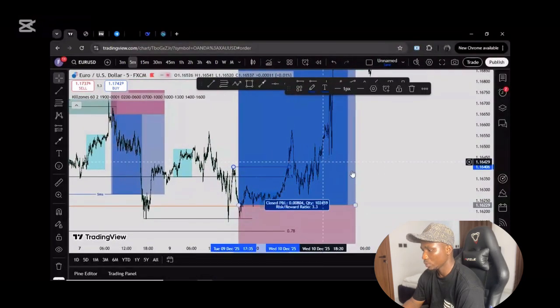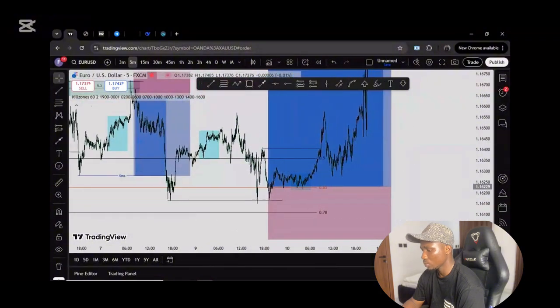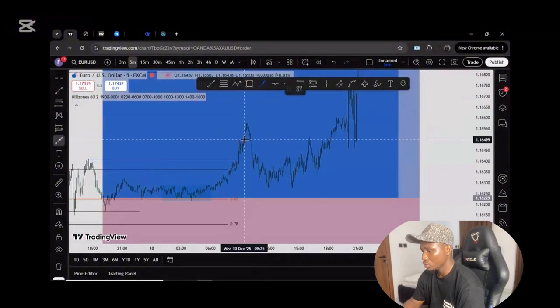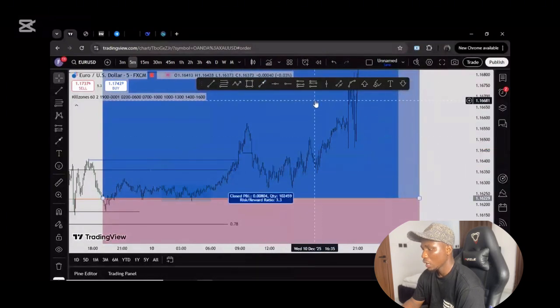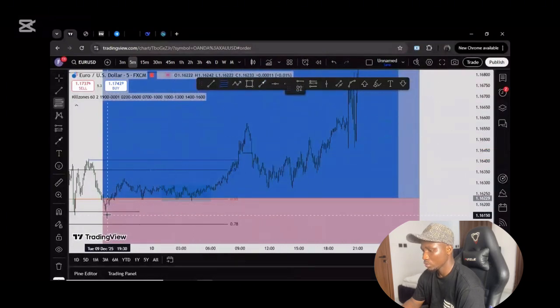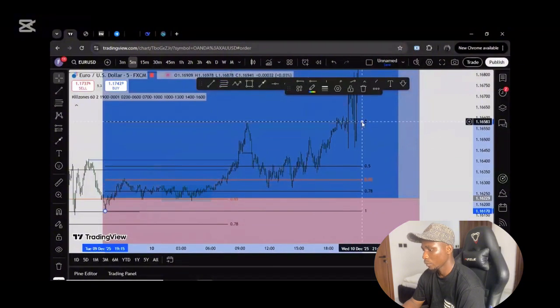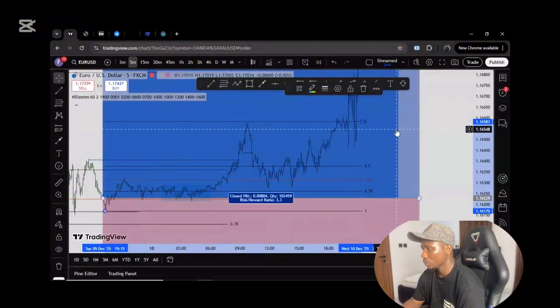That gave me a confirmation that, okay, this market wants to start buying. So when the market pulled back down, it created this major inducement right here. Then I just used my Fibonacci retracement to enter the market. You can see it right here. So I entered the trade from here.